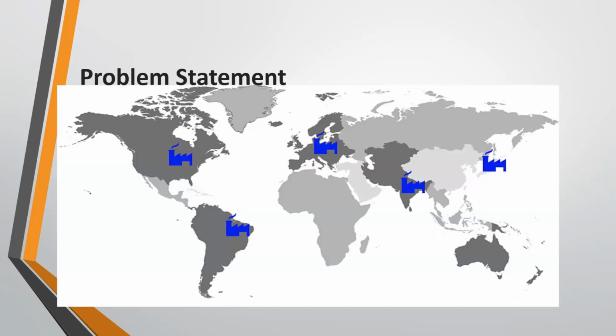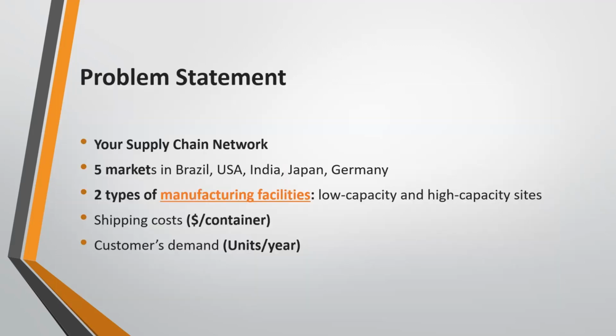There are different regions here, different countries, as I told you, different oceans and lands. We have 5 markets here, and you will see their names: Brazil, USA, India, Japan, and Germany. There are two types of manufacturing facilities: low capacity and high capacity. In India we have low capacity and high capacity plants; similarly in Brazil, and in the USA as well. Each market has low capacity and high capacity sites. Then we have the shipping cost.